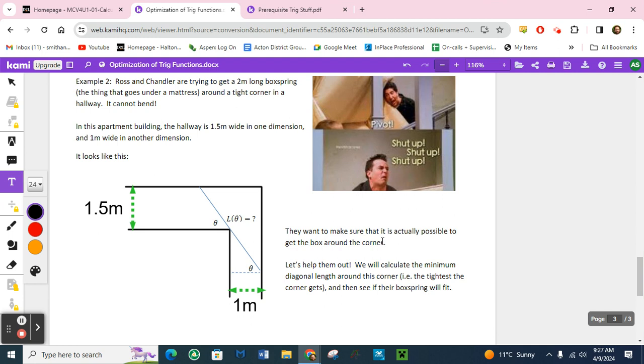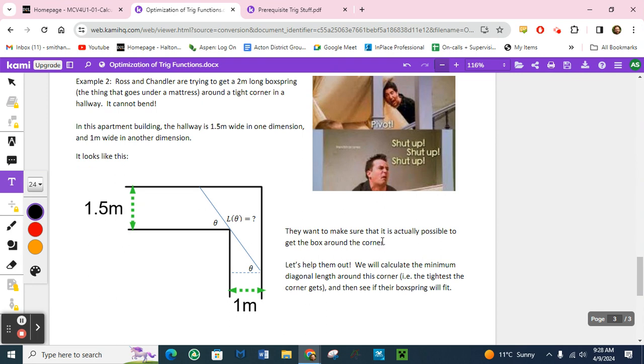So a box spring, you guys know what a box spring is? It's like what you put your mattress on. But unlike a mattress, you can't fold and bend the box spring unless you want to glue it back together. So we have to fit a box spring 2 meters long around a tight corner in a hallway. So the idea is we have to figure out what the absolute tightest this corner gets. As we rotate our mattress and this angle changes, this diagonal distance around the hallway is going to get smaller and smaller until we reach a certain point and we're leveling it back out, and it becomes wider again. We need to find how small does this diagonal length get.